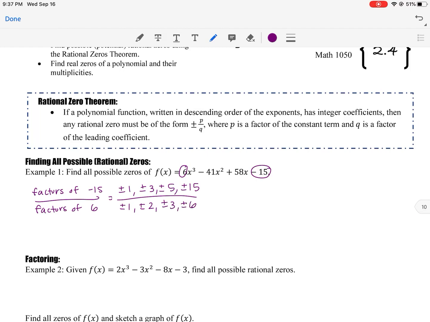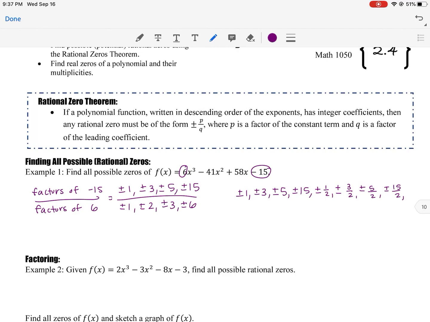Now for all the possible zeros, I usually go through the whole top list and divide it by one of the numbers on the bottom. What's 1 divided by 1? We get plus or minus 1. What's 3 divided by 1? That's 3. What's 5 divided by 1? That's still 5. What about 15 divided by 1? That's 15. Now the whole top row divided by 2: we get a half, 3 halves, 5 halves, and 15 halves.